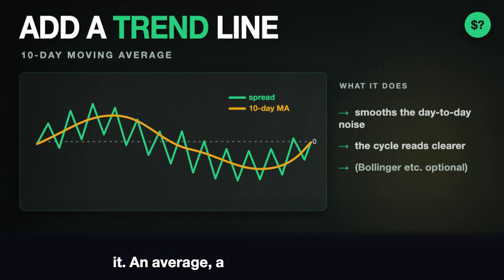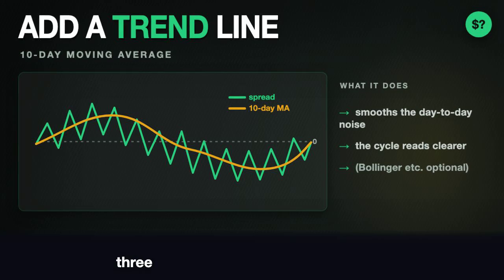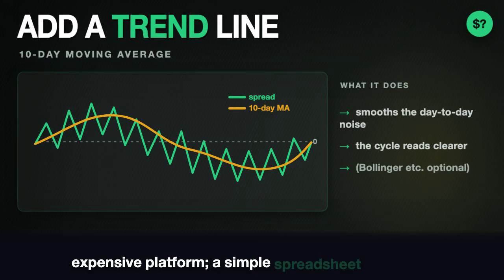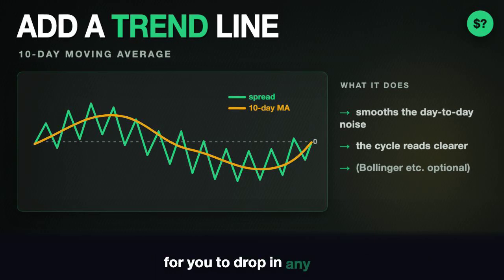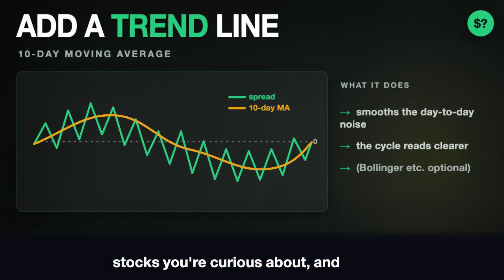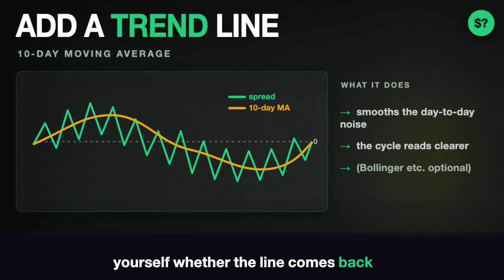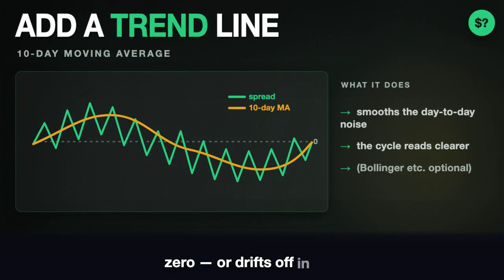An average, a standard deviation, and a subtraction. Those are the only three ingredients. So you don't need an expensive platform. A simple spreadsheet is enough for you to drop in any two stocks you're curious about and see for yourself whether the line comes back to 0 or drifts off in one direction.